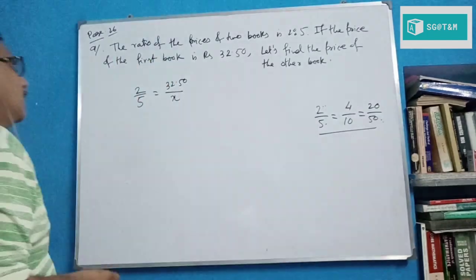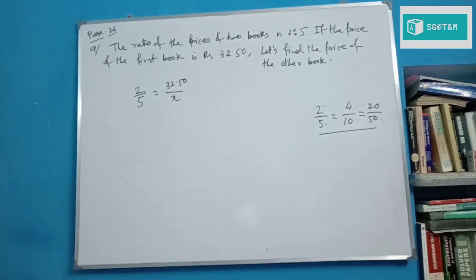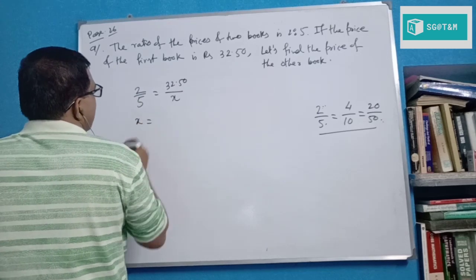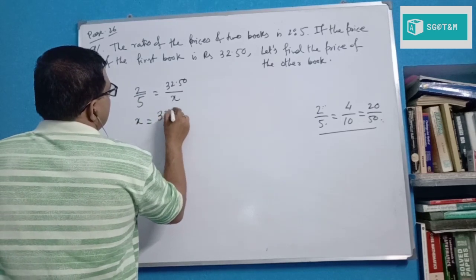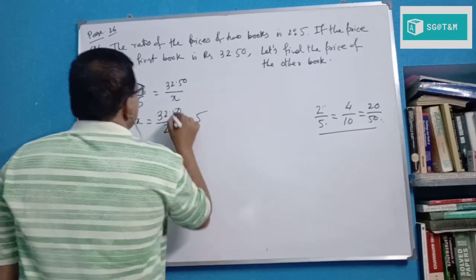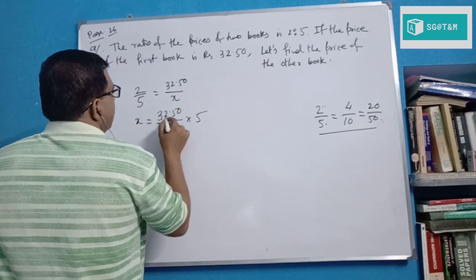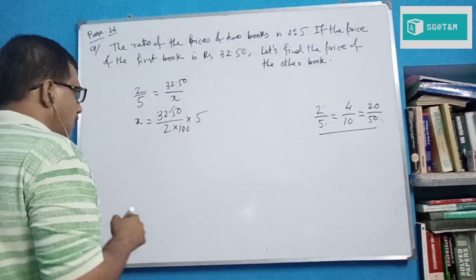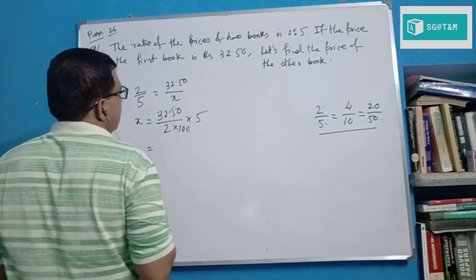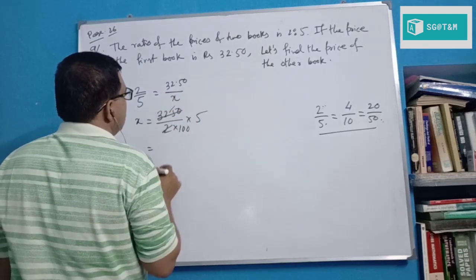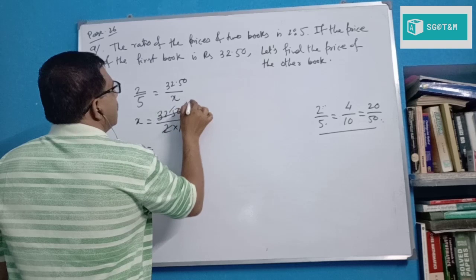Suppose this is x. So 2/5, and the price of the first book is given, that is rupees 32.50. We have to find out the price of the second book. That means from this we can write x is nothing but 32.50 by 2 multiplied by 5. Now if we divide, this can be written this way. This divided by 2, if we divide it by 2, then we get 16.25.